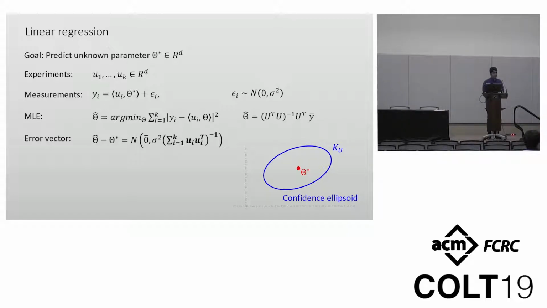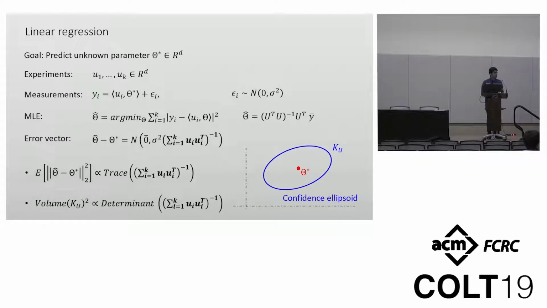And just like we have confidence intervals in the one-dimensional case, we have the confidence ellipsoid in the higher dimensional case, which determines how good our estimate is. All right, so how do we measure the accuracy of our estimate? There could be a lot of different measures. We look at two particular ones.